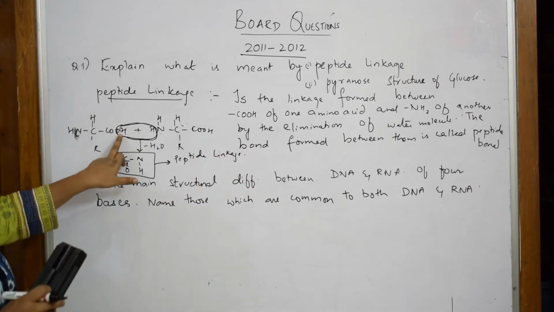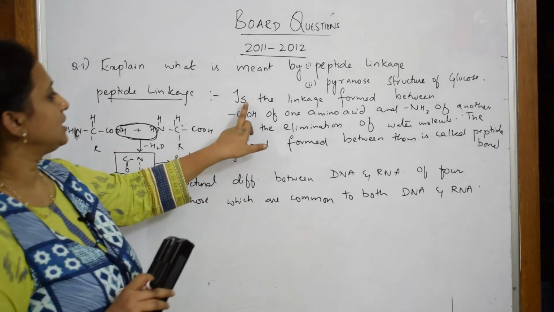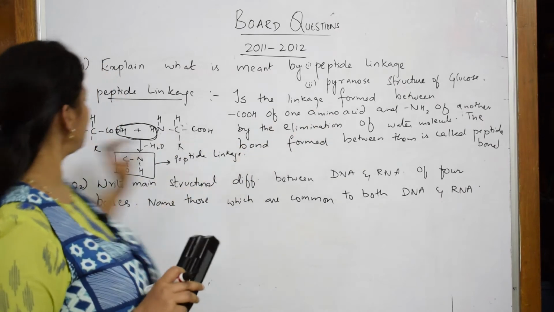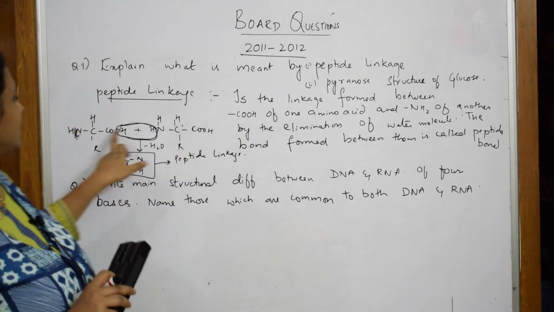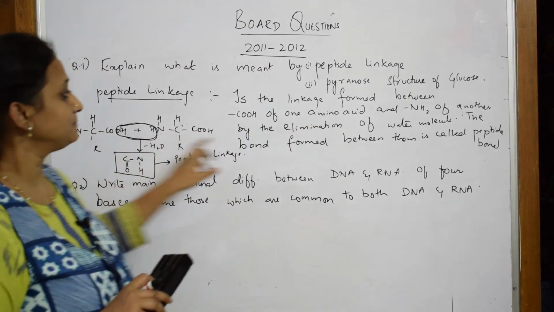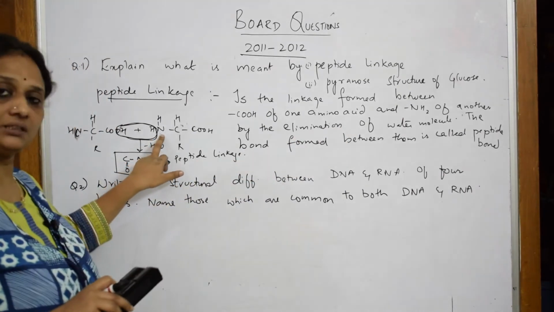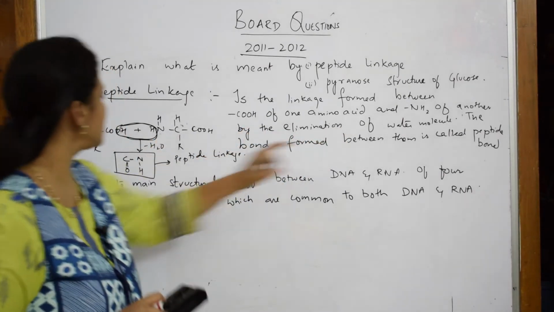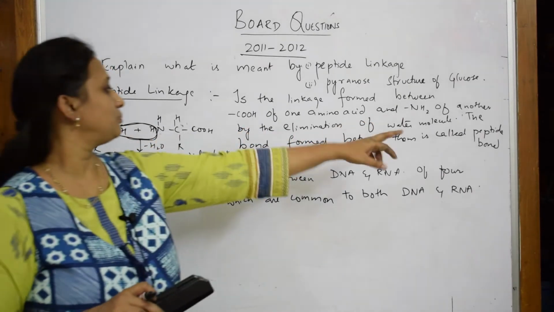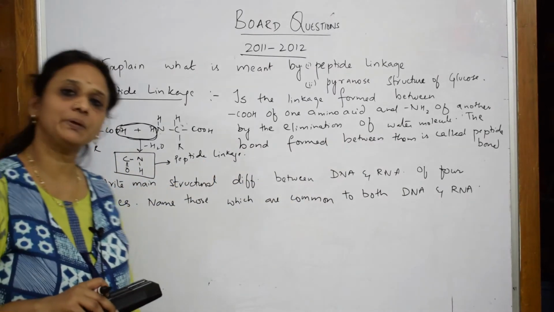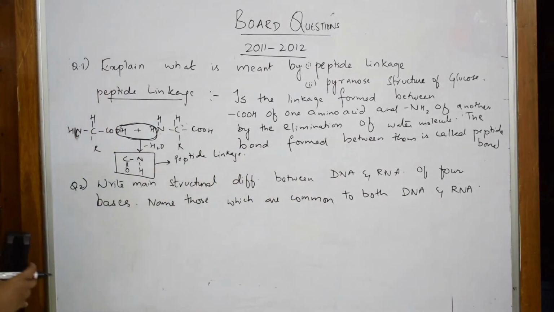So this is what we've written: the linkage formed between the carboxylic group of one amino acid and the amino group of the other amino acid, by the elimination of water molecule. The bond formed is called peptide linkage or peptide bond. That's it. Done. So let us come back to the next question.